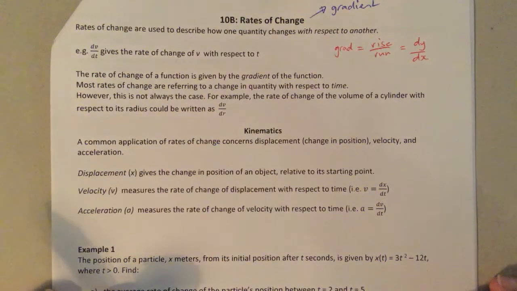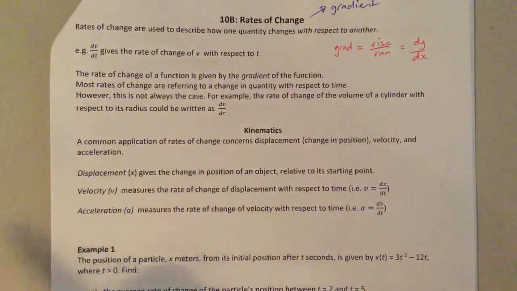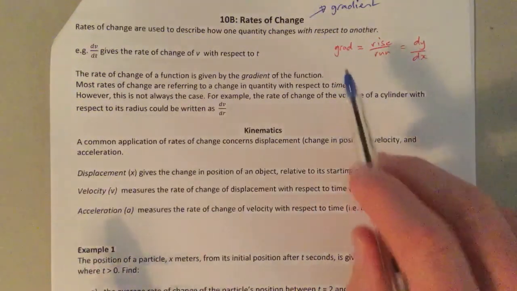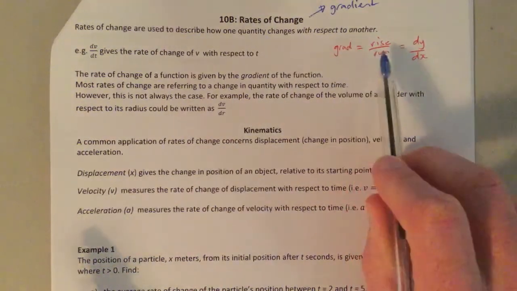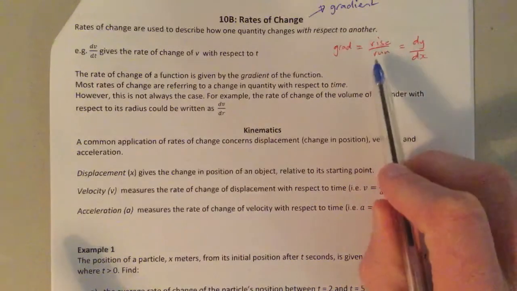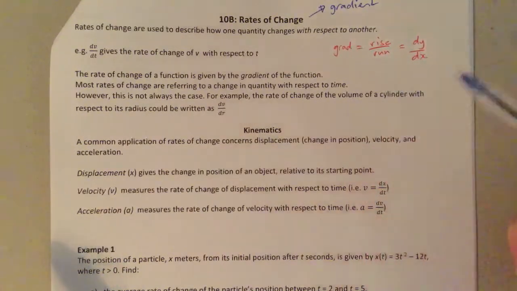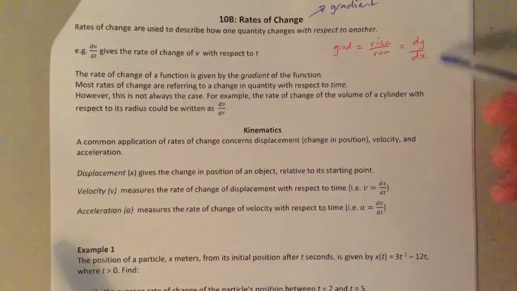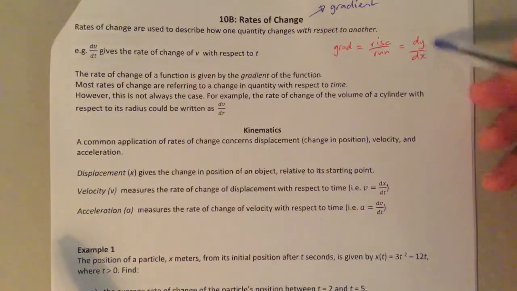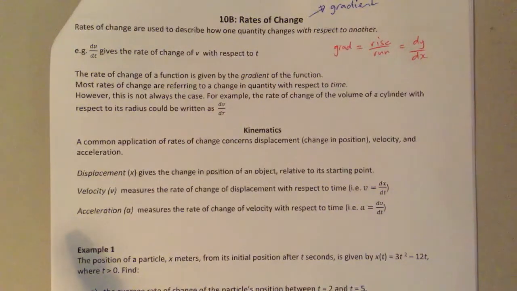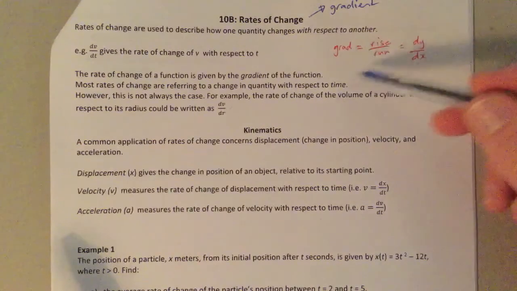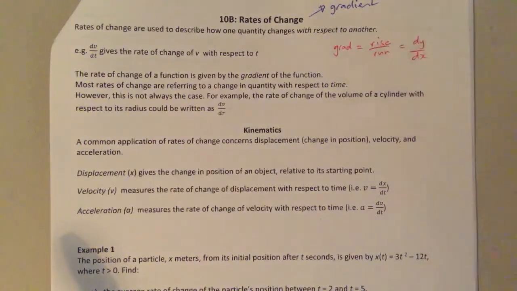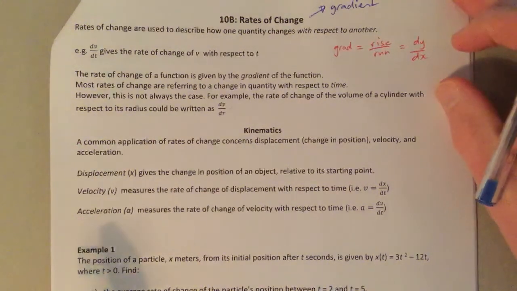So this section's about applications where, even though we often think of gradient as rise over run, so a vertical change divided by a horizontal change, which is also written as dy dx in a lot of cases, the variables don't always have to just be y and x, right? The variables can actually be representing real life quantities, and so the derivative and the gradient is telling us something about how those quantities are changing.